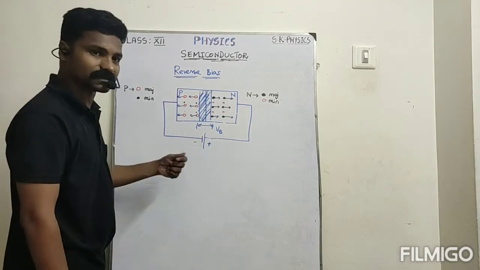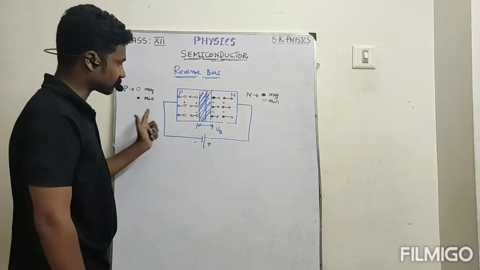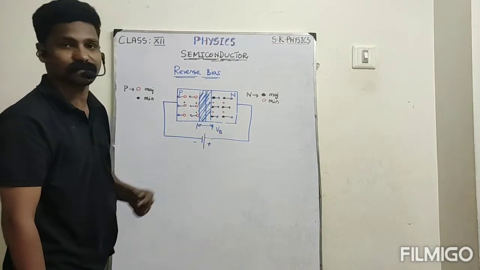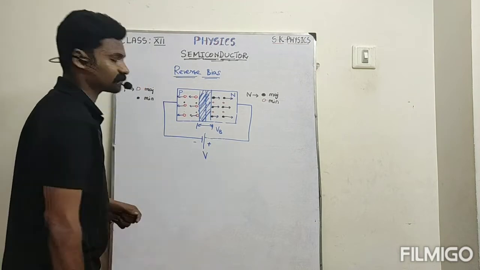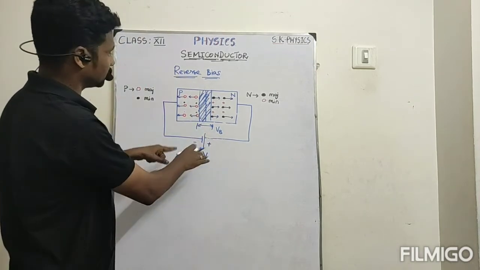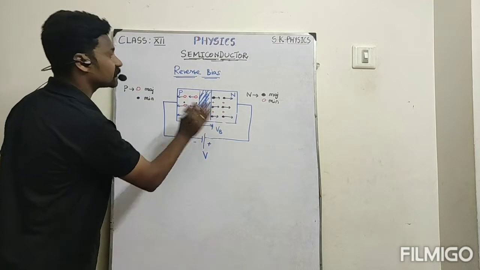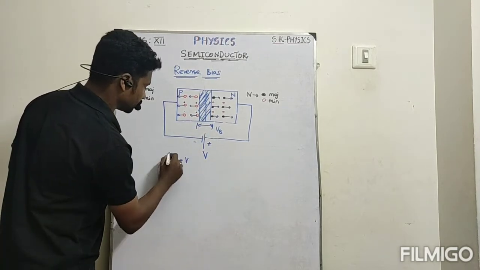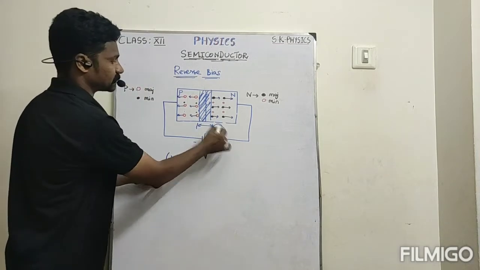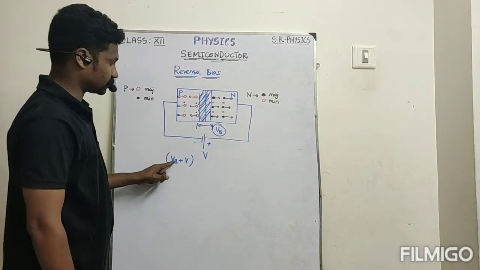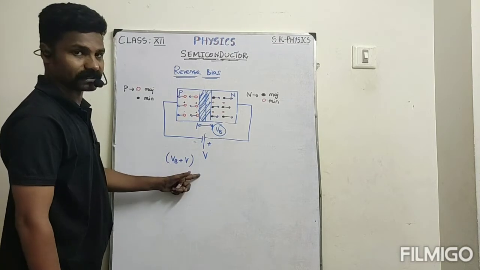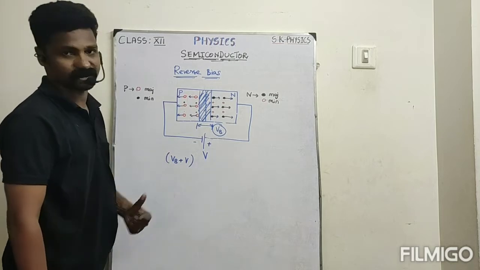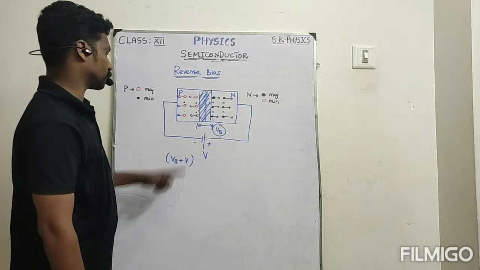Barrier increasing means the potential across the barrier is increasing. It is represented by VB. Initially the potential is VB. So if you observe, the net potential barrier in reverse bias is VB plus V. VB represents the potential barrier voltage, and V is nothing but the applied voltage. So we can say the net potential barrier in reverse bias is VB plus V.